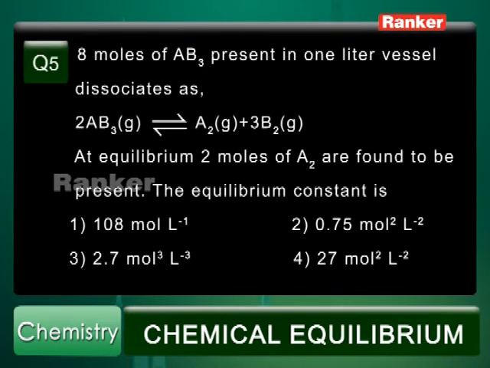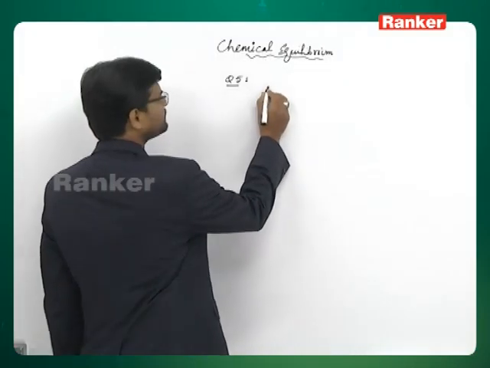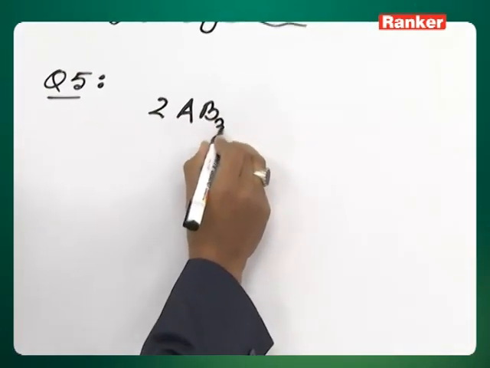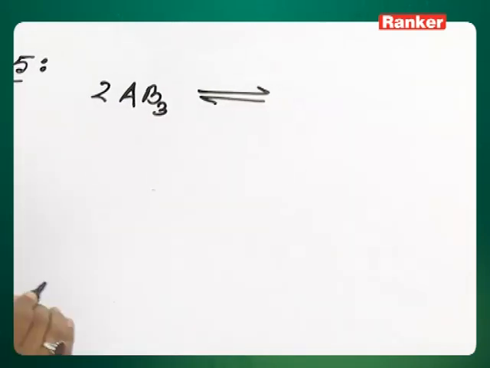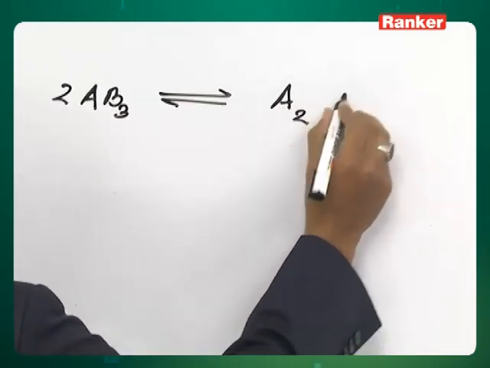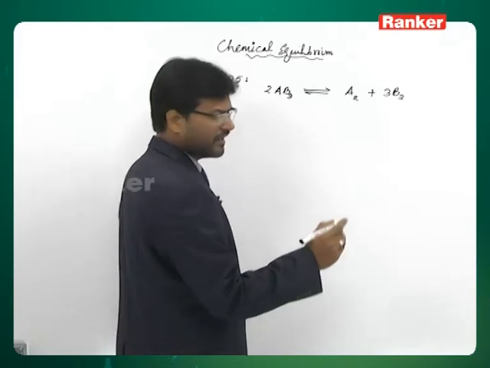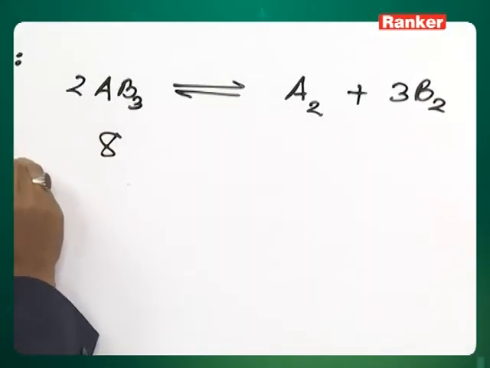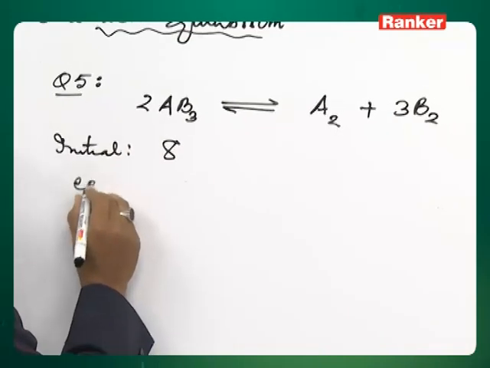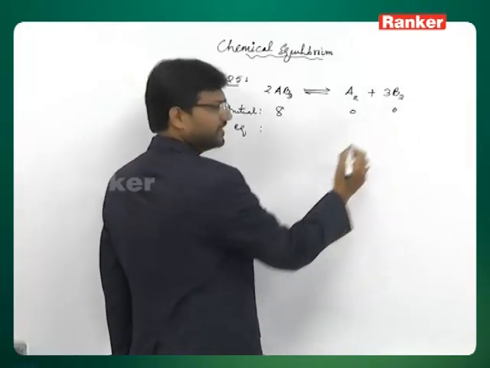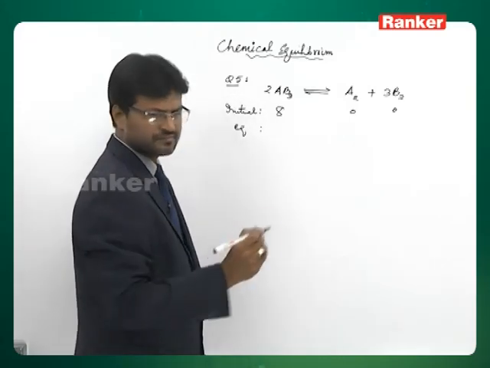Question number 5. 8 moles of AB3 present in a 1 liter vessel dissociates as 2AB3 gives rise to A2 plus 3B2. At equilibrium, 2 moles of A2 are found to be present. The equilibrium constant is. Let's write the equation. 2AB3 gives rise to A2 plus 3B2. 8 moles are present initially. At equilibrium, you have 2 moles of A2.